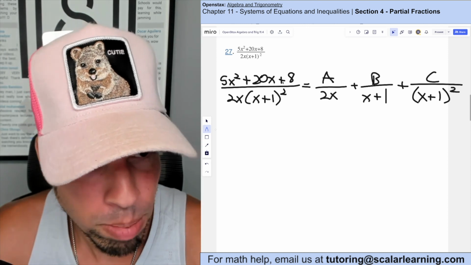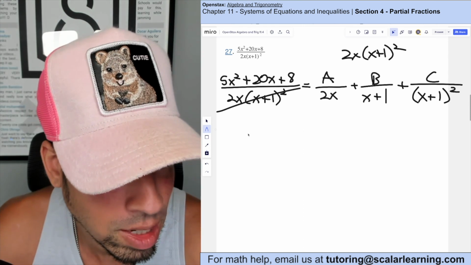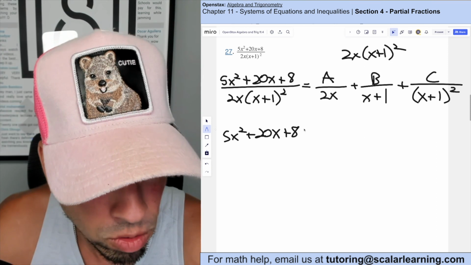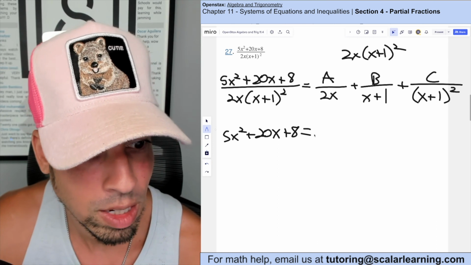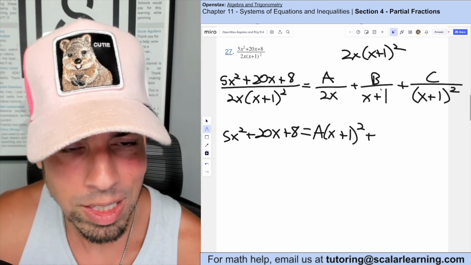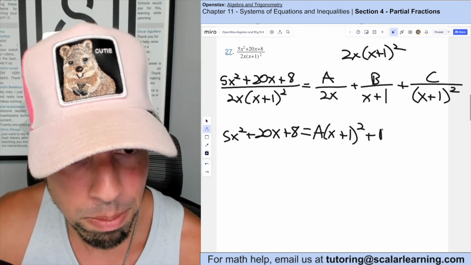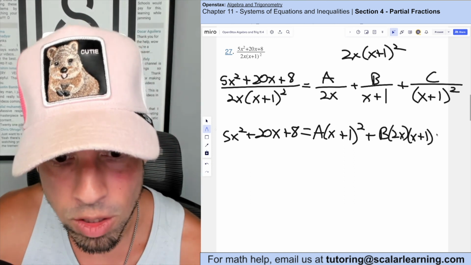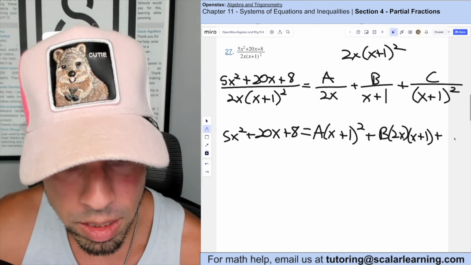Now, like typical previous examples, we're going to multiply everything by that denominator on the left-hand side. So that's going to cancel that out, of course, so we get 5x^2 + 20x + 8. Now on this side, when I multiply it here, this is going to cancel out, and we get A times (x + 1)^2. And then when we multiply it against B over x + 1, one of these cancels, so then we get B times 2x times (x + 1). And then when I do times this, these are going to cancel out completely, and we get 2xC.